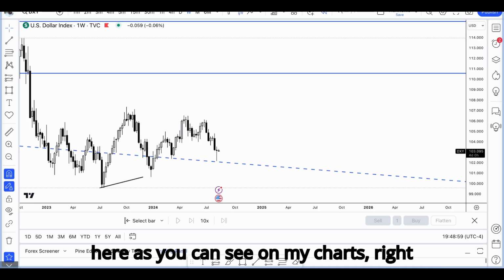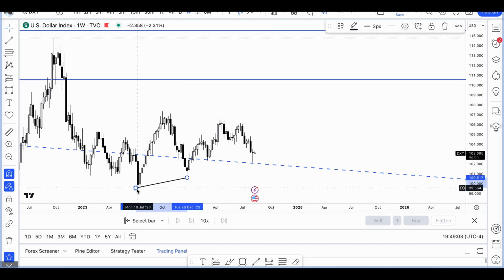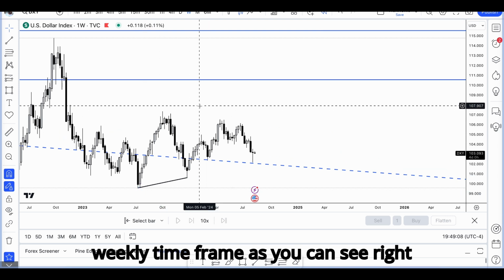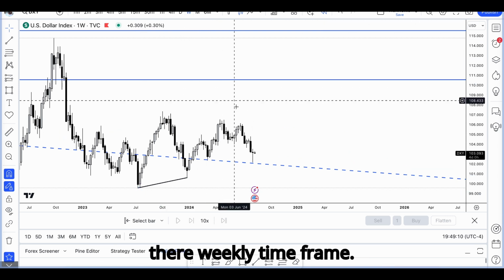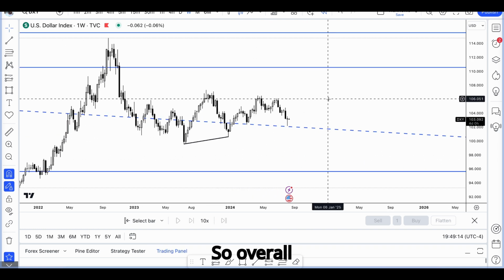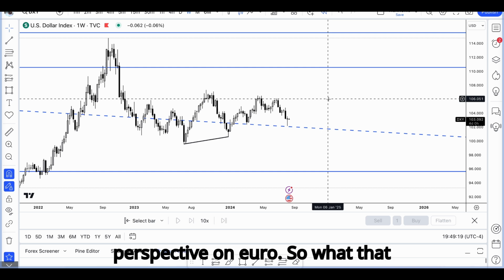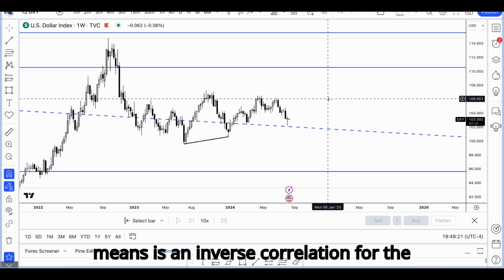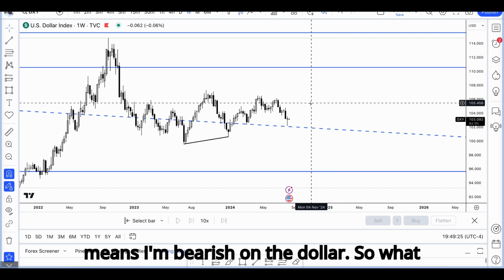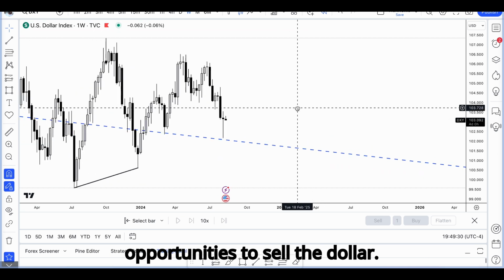So right here, as you can see on my chart, we have the dollar, and this is the weekly time frame. Overall, I've always talked about my bullish perspective on euro. So what that means is an inverse correlation for the dollar. If I'm bullish on euro, it means I'm bearish on the dollar. So what am I looking for? I'm looking for opportunities to sell the dollar.